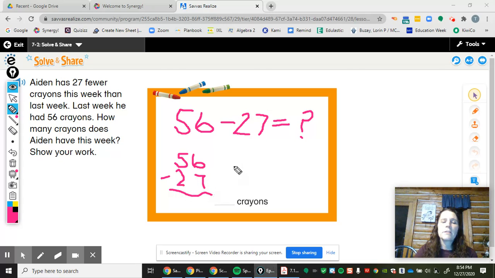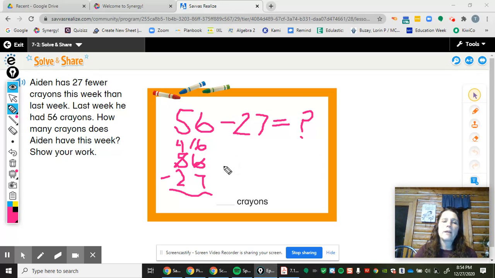Okay, look at our stack. 6 take away 7. We can't do that because the number on the top is smaller, so we have to regroup. So we cross off the 5 and we make it a 4. And we cross off the 6. Remember, we're regrouping the 10 into 10 ones. You already have 6 ones and you're adding 10 more, so it's 16.